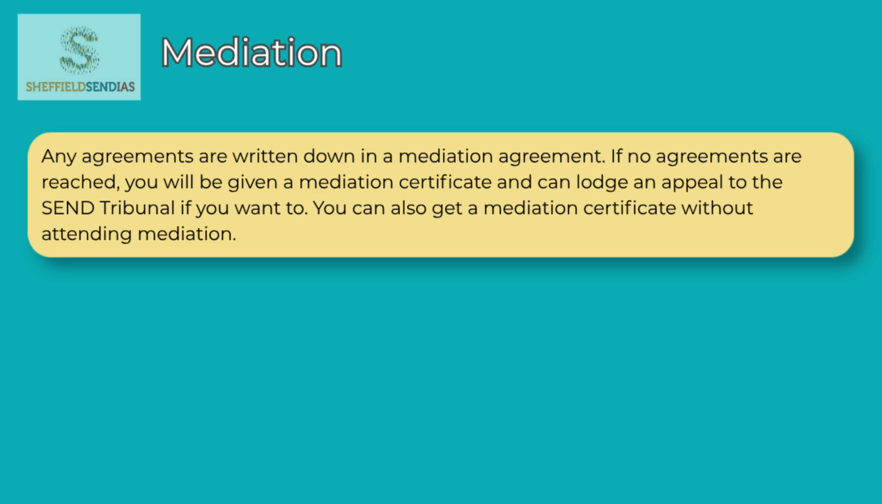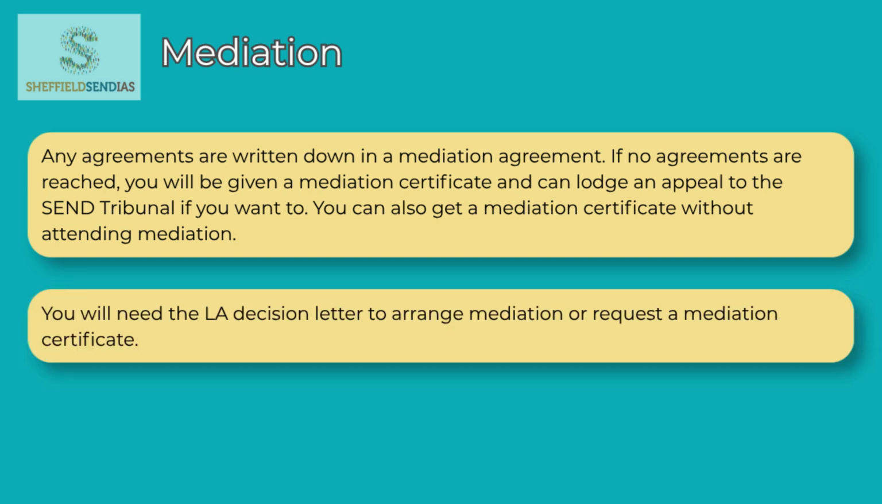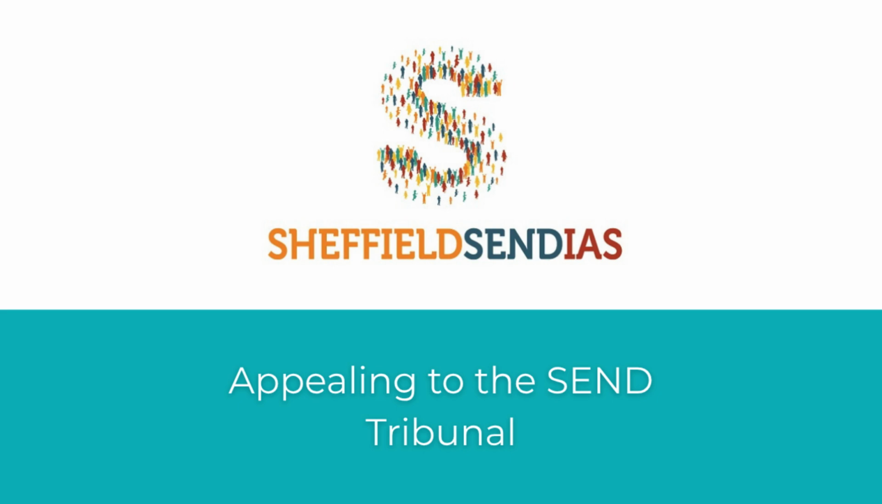You can also obtain a mediation certificate without attending a mediation appointment if you prefer. You will need a mediation certificate if you want to lodge an appeal unless you're only appealing Section I, the educational placement. You will need the local authority decision letter to arrange a mediation appointment or to request a mediation certificate, so it's important to keep it somewhere safe. We have another video about mediation on our YouTube channel which goes into more detail about how to prepare for the meeting and what to expect.